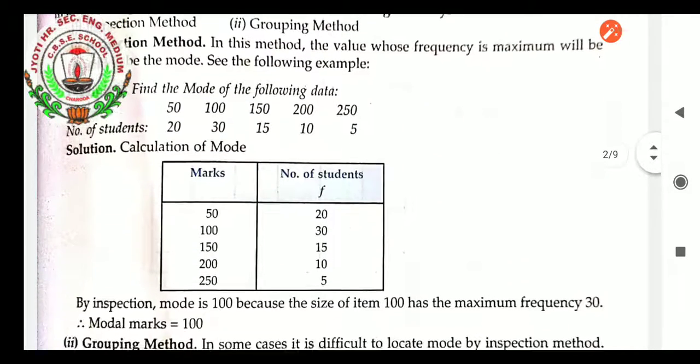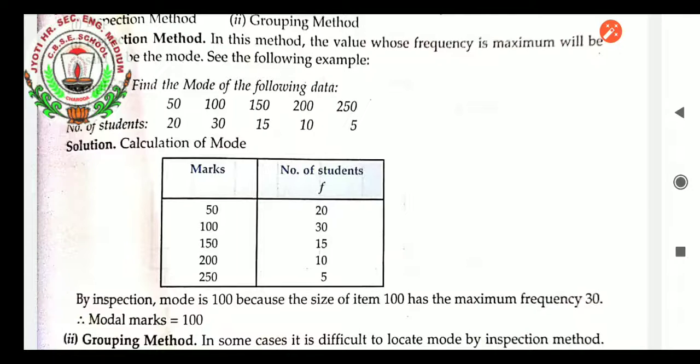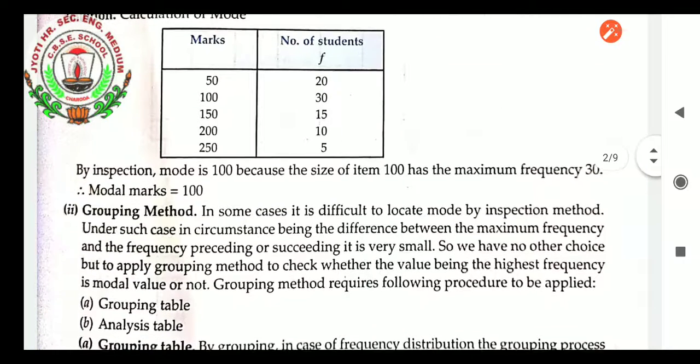Find the mode of the following data. We are using the inspection method. 50 marks, 20 students; 100, 30 students; 150, 15 students; 200 marks got by 10 students, and 250 marks scored by 5 students. So 100 marks were scored by the maximum number of students, that is 30 students. So 100 is the modal class. It is the most frequent value, so 100 becomes the size of the item. 100 has a maximum frequency of 30. So the modal marks is 100.